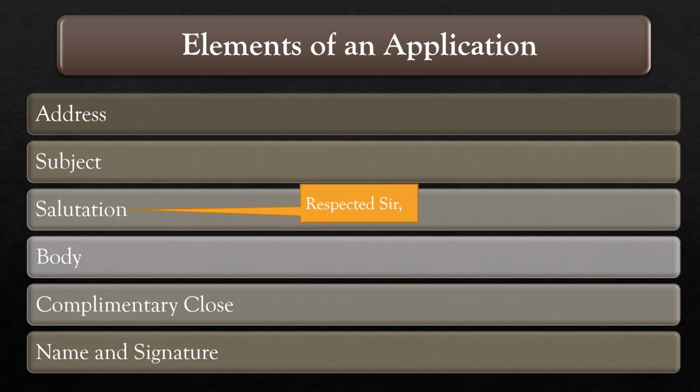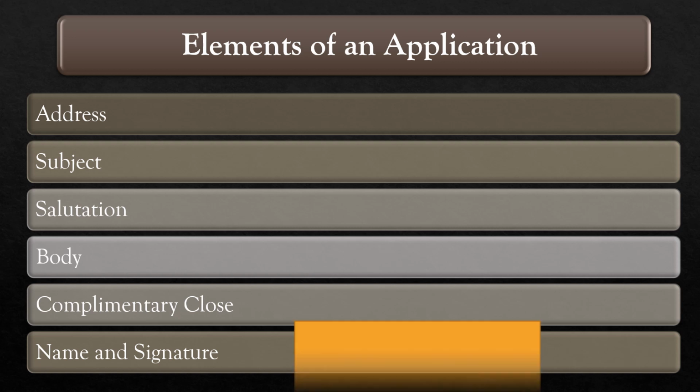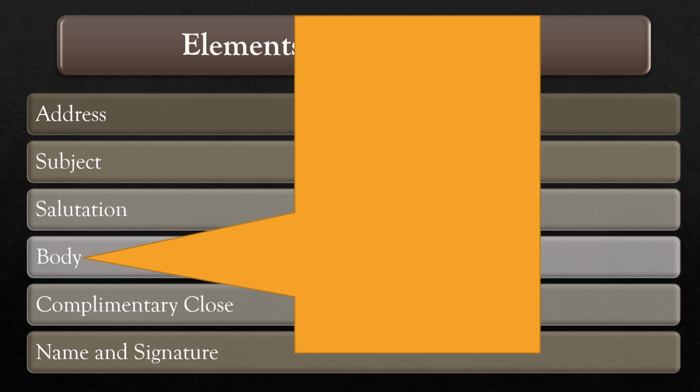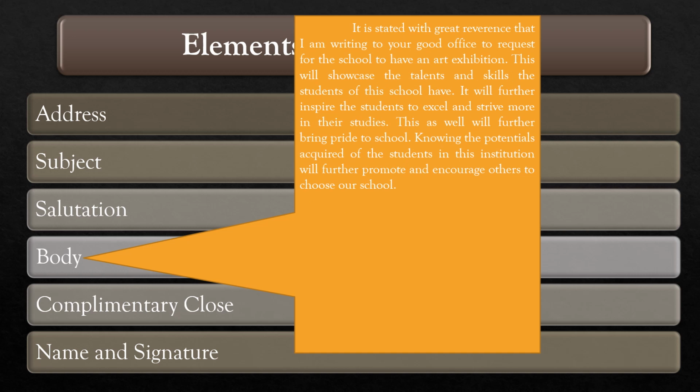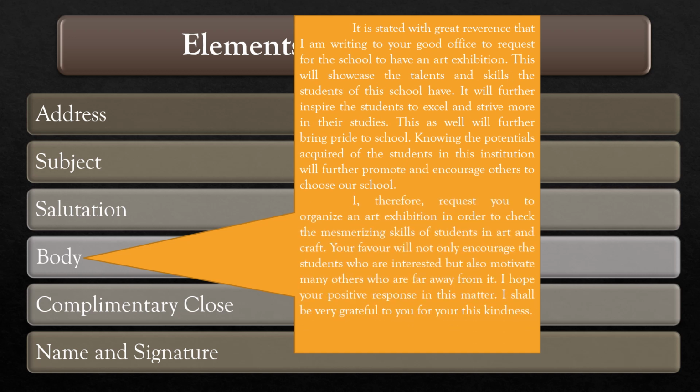Next is salutation. In salutation, you have to write Respected Sir. Respected's R is capital, Sir's S is capital, and there is a comma after it. Next is body of an application, and that is how it goes. It consists of two paragraphs and it ends at thanking in anticipation.